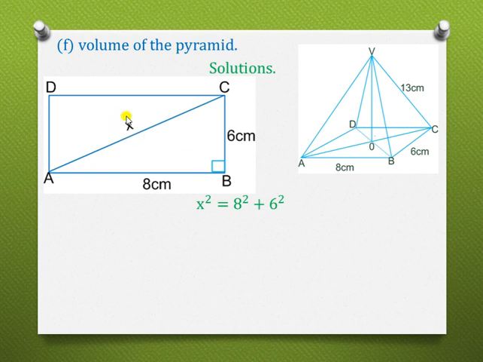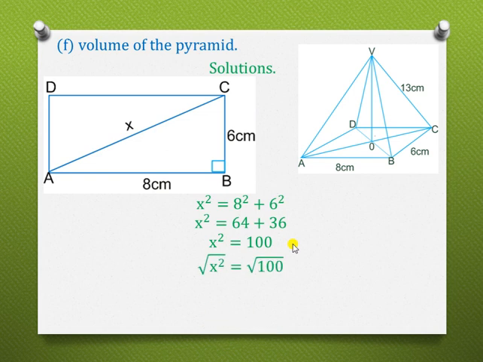The length of the longer side squared equals the sum of the squares of the lengths of the two shorter sides. That is the basic of Pythagoras theorem. Now from there, you simply simplify. 8 squared is 64, 6 squared is 36. If you add them, you will get 100. So to get the value of X, we take a square root on both sides.